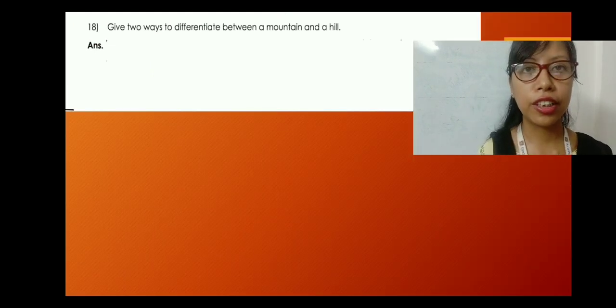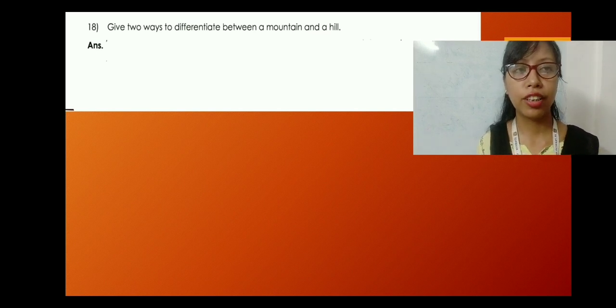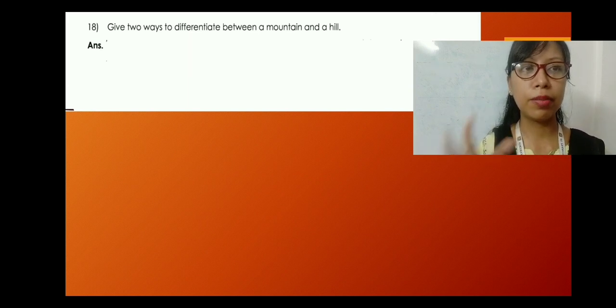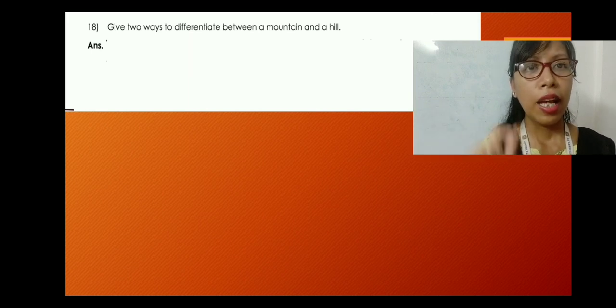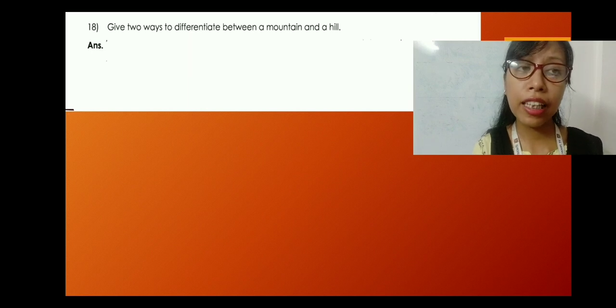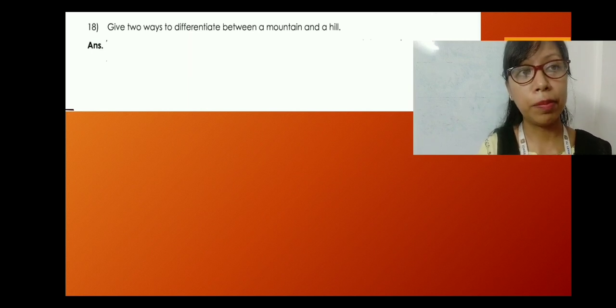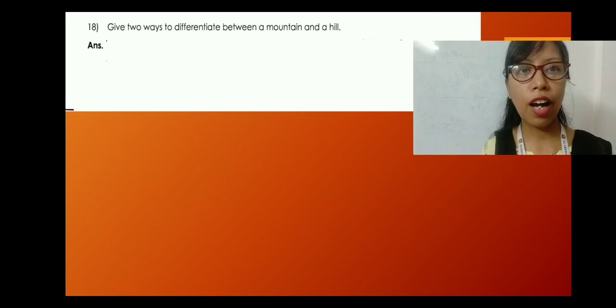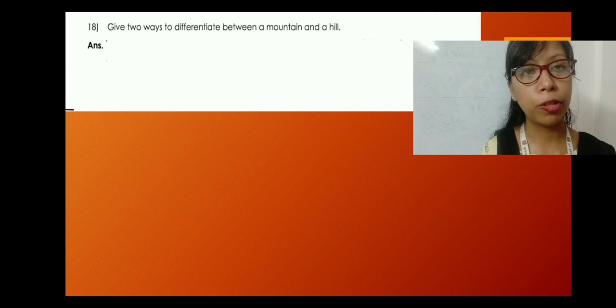Now let's move towards question number 18. Give 2 ways to differentiate between a mountain and a hill. So what are the 2 points? A mountain is much higher than the surrounding area, or you can compare it: it is much higher than the hill, right? And most mountains are covered with snow, right? The hills are not that high and steep, and they are not covered with snow. Clear? So this is how we can differentiate between a mountain and a hill.